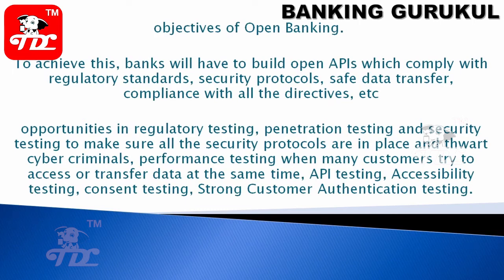To achieve the objective of open banking, banks will have to build open APIs which comply with regulatory standards, security protocols, safe data transfer and compliance with all directives. So it covers a lot of security, regulatory standards and compliance that we have to follow. There are opportunities in regulatory testing, penetration testing and security testing to make sure all security protocols are in place against cyber crime, performance testing for when many customers try to access or transfer data at the same time, API testing, accessibility testing, consent testing and strong customer authentication testing. These testings will be involved during open banking implementation.